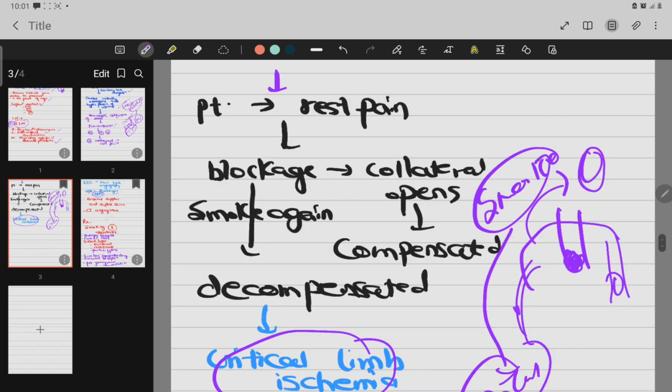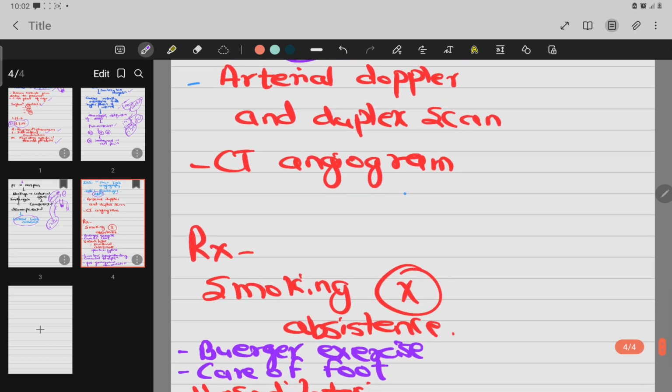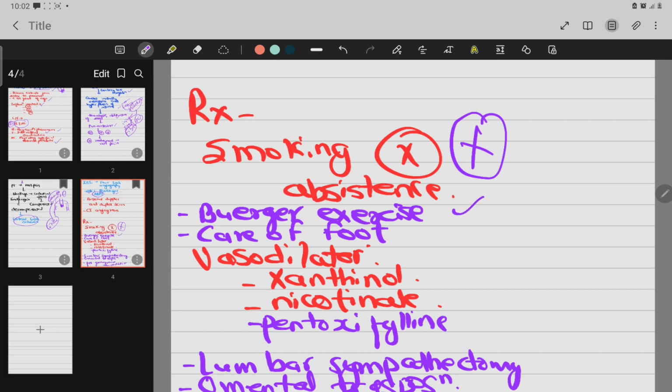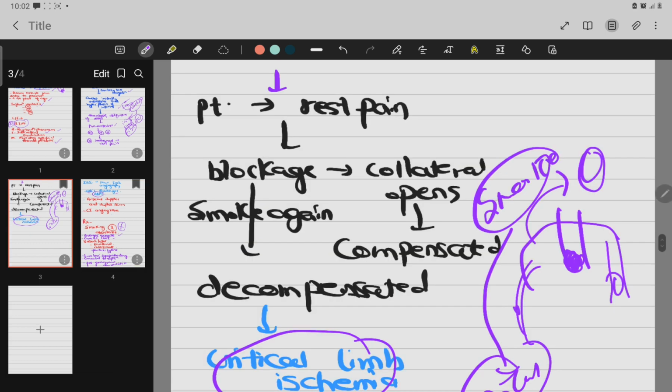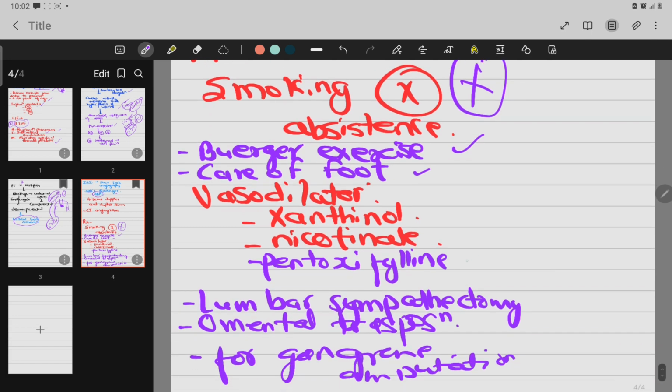How can we treat the case? The first thing to do is smoking cessation. Smoking will be stopped, that is, smoking abstinence, and then we can do Buerger exercise. Also we have to take care of the foot. We should not expose the foot to cold. We can give vasodilators, that is xanthinol nicotinate, and also pentoxifylline. Surgically we can do lumbar sympathectomy, metatarsal transposition, and for gangrene we can do amputation.